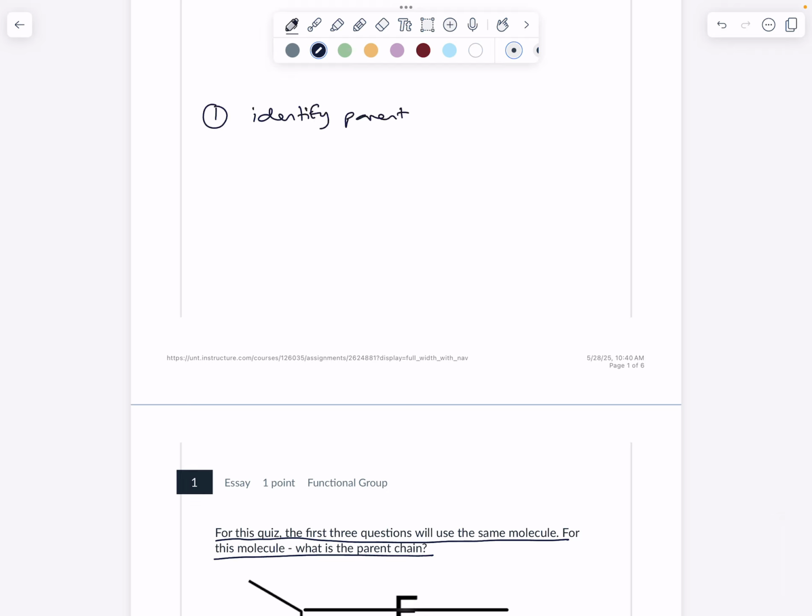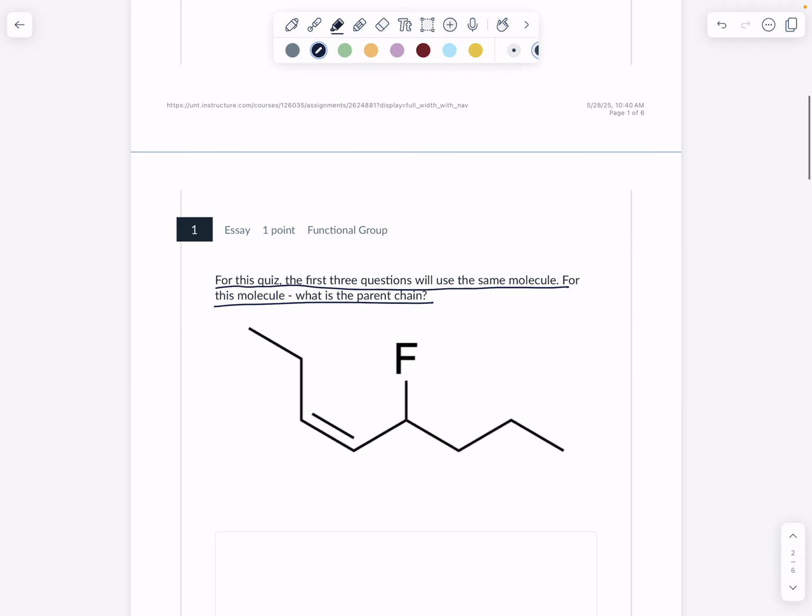Then 2, identifying the substituents. And then 3, combining it all. So I try to walk through those steps so that you don't get too much off just like a nomenclature question, and kind of try to do what we call scaffolding on this.